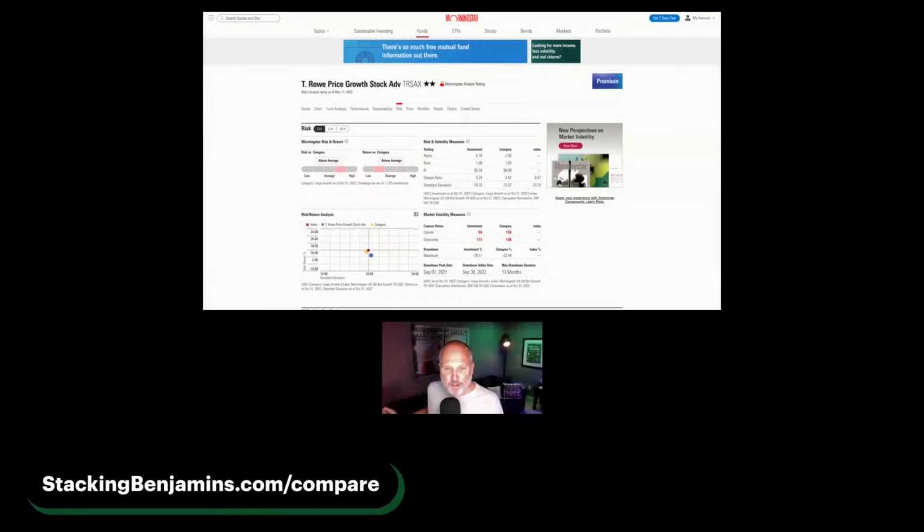So what does that tell me? The average fund takes less risk than the index. This one takes more. The beta is 1.08, so it takes about 8% more risk. The category takes about 5% more risk than the index does. So now we know a little bit about the volatility.